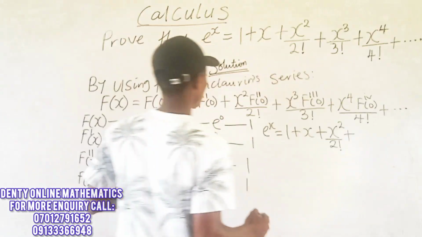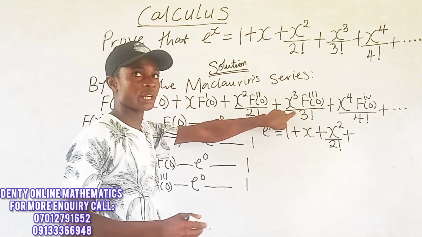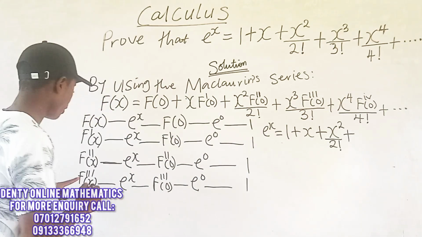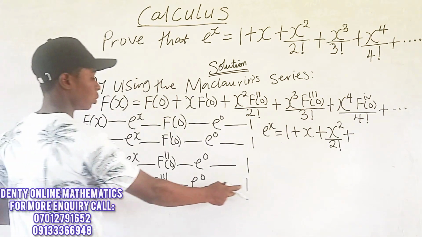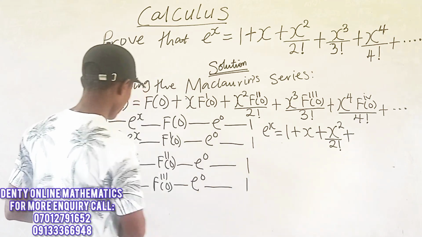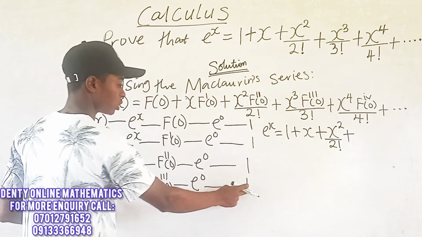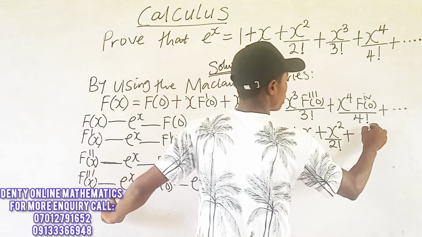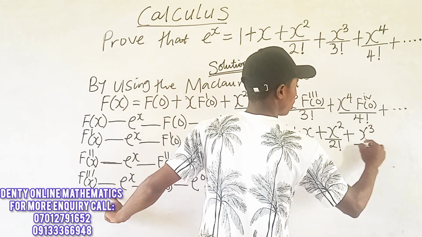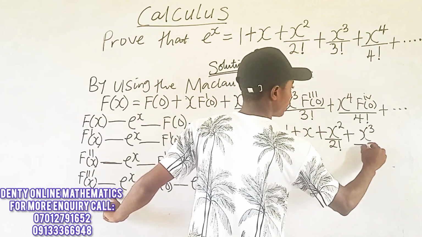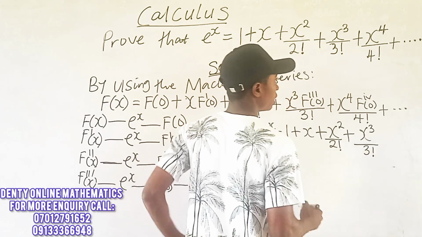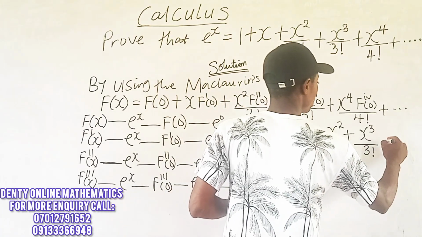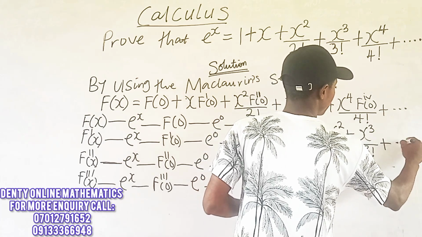Now it continues and look at this. X power 3 multiplied by f triple prime of 0. F triple prime of 0 here is what? 1. So since everything here is 1, 1 times x cubed will give us x cubed all over what? 3 factorial. You get it? And remember, the series continues like that in that sequence.